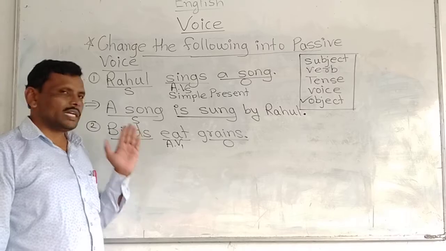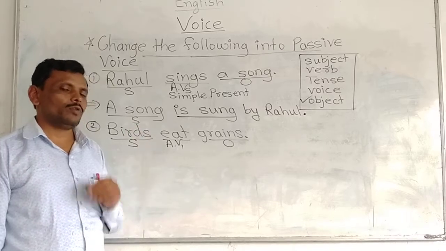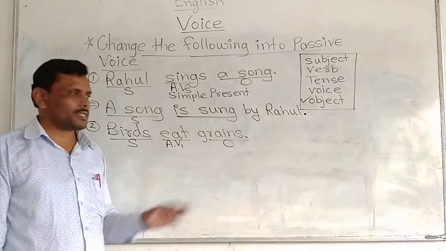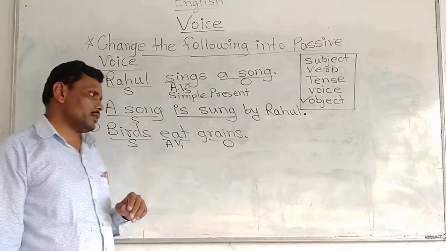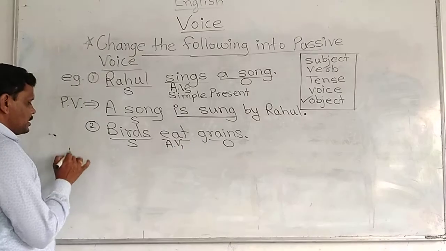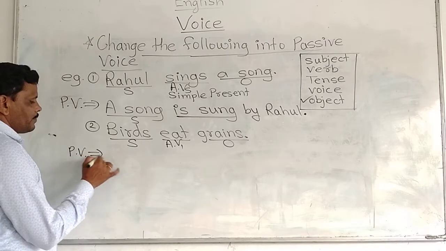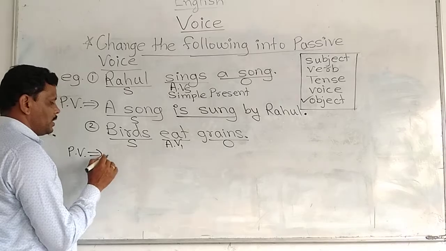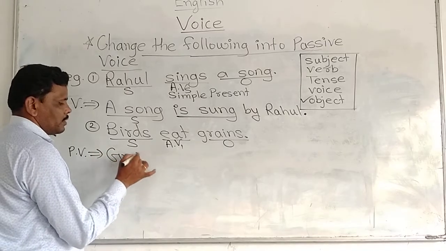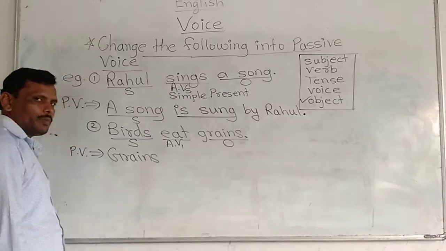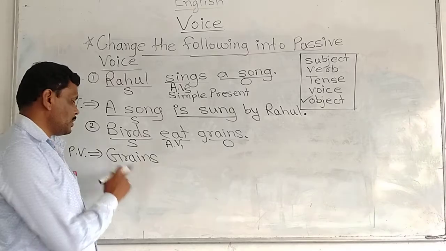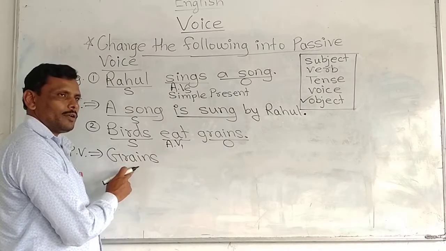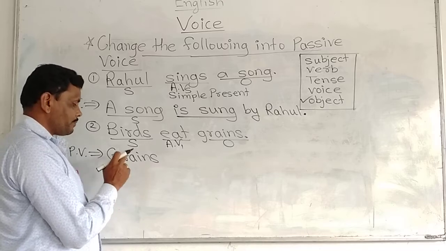What do birds eat? This is the question, and its answer is grains. So grains is the object. Now we should change this sentence into passive voice. While changing into passive voice, we have to place the object at first. Grains, G must be capital, as it is the beginning of the sentence. Grains is placed at first in the nominative case.